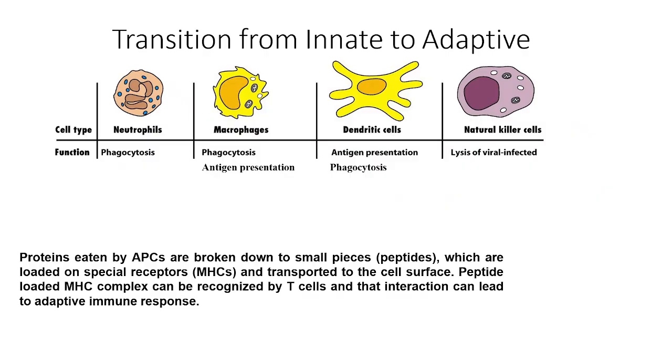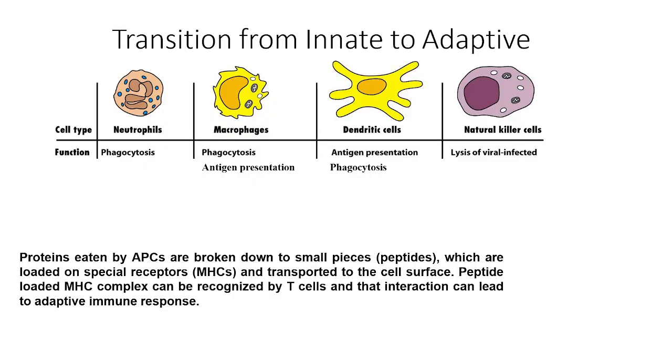Now, the transition from innate to adaptive immunity. What happens here is that the transition from the immediate non-specific immune system to the adaptive immune system is bridged by the antigen presenting cells. These cells ingest the pathogens and show pieces of them to the T cells to trigger a targeted response. So you have the neutrophils that undergo phagocytosis. These are the first responders that quickly arrive at the infection site to engulf and destroy the pathogens.